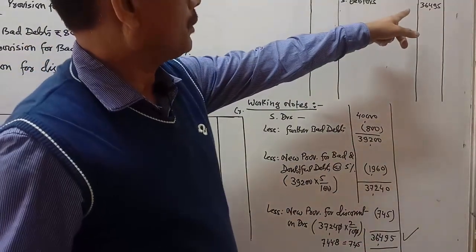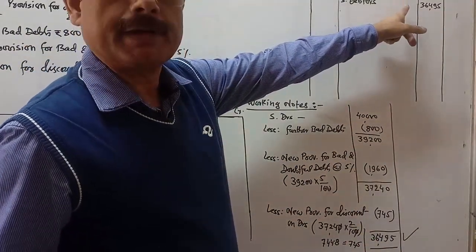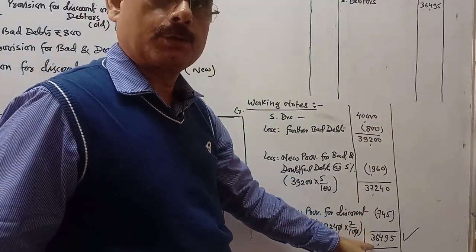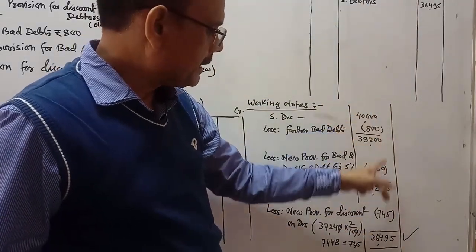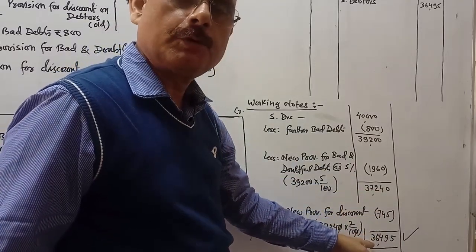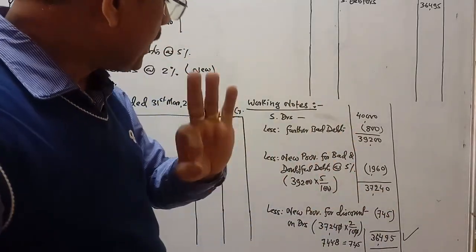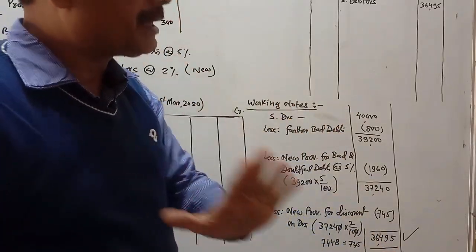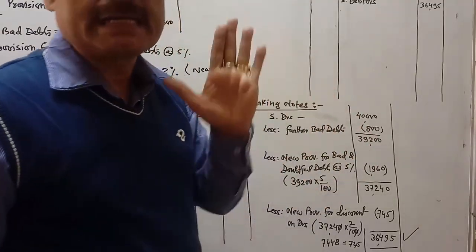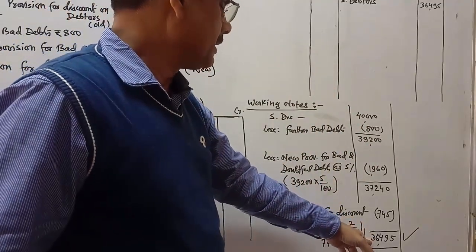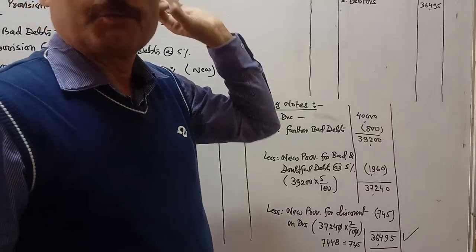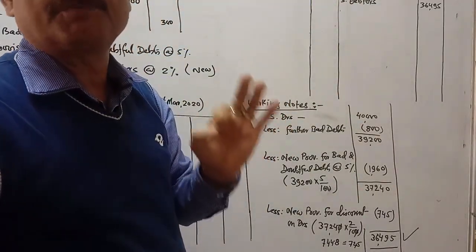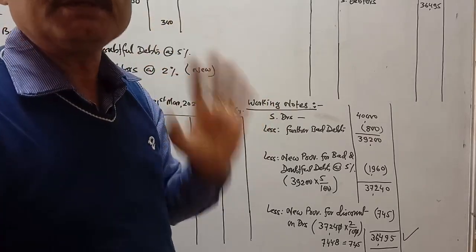So this figure that I have reflected over here will come from the working notes. From the working note, this is related to debtors, the final amount which will be realized from the debtors after further bad debts, after provision for doubtful debts, after provision for discount on debtors. So the final figure we will receive from the debtors is this. The financial statement, the balance sheet, reflects the true and fair view of the financial position of the business.